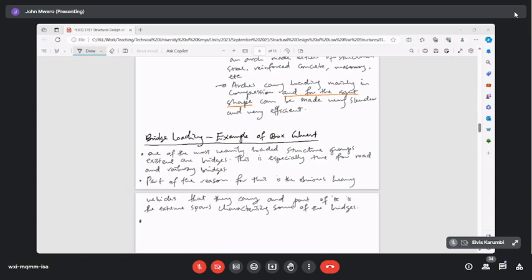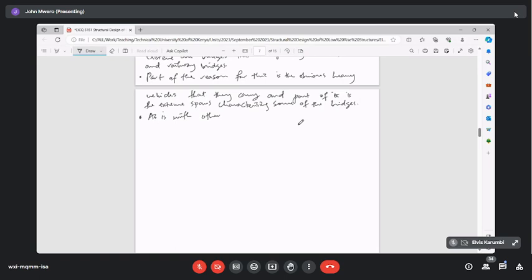As is with other loading on structures, bridge loading is determined on the statistics of past measured loads.